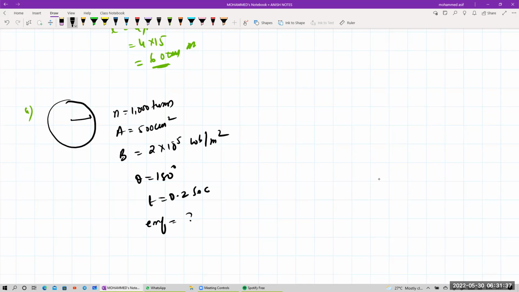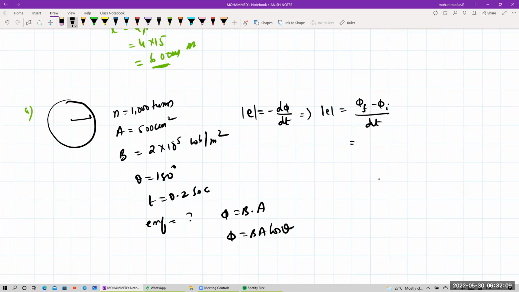EMF is equal to how much? Do you remember the EMF formula? It comes in the EMI chapter. E is equal to minus d phi divided by dt. Minus indicates only direction, so if I take the magnitude, mod of E is equal to phi 2 minus phi 1 divided by dt. So how do you calculate the flux? Flux is equal to B dot A, that means flux is equal to BA cos theta.